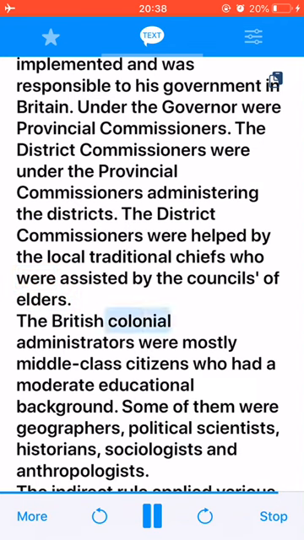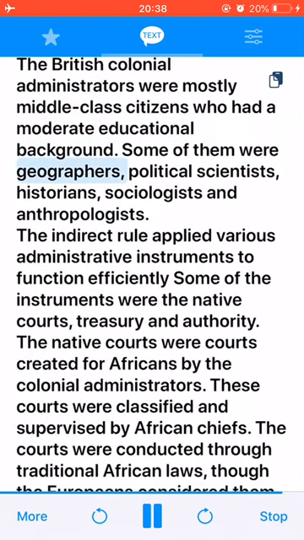The British colonial administrators were mostly middle-class citizens who had a moderate educational background. Some of them were geographers, political scientists, historians, sociologists and anthropologists. The indirect rule applied various administrative instruments to function efficiently. Some of the instruments were the native courts, treasury and authority.